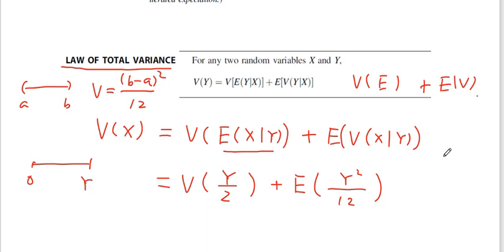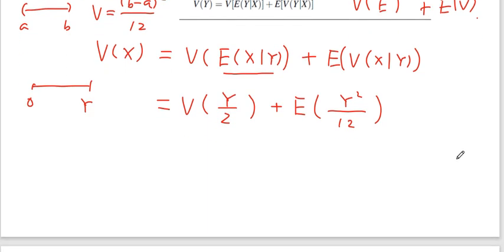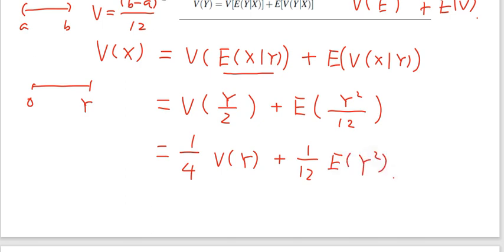So now, putting the coefficient outside, this equals 1 over 2 squared, so 1 over 4 Vy, plus 1 over 12 E of y squared.